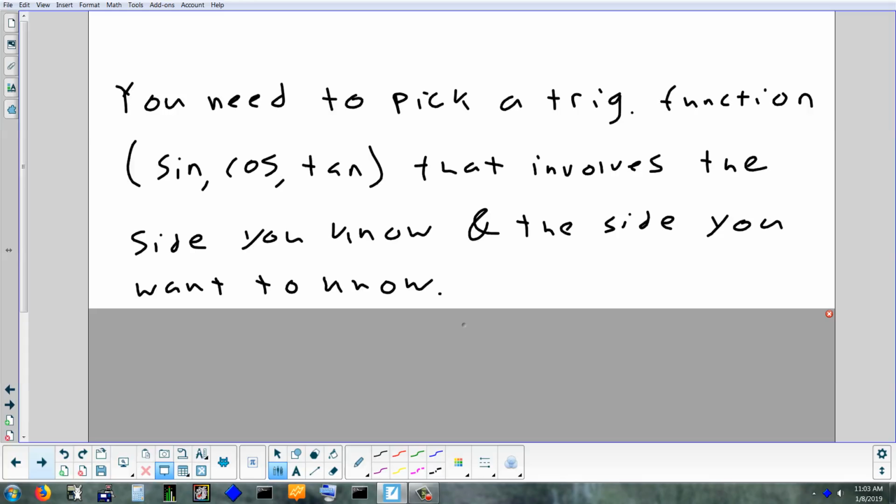So we're always going to use one of those 3 in the problem. So you're not going to have to find all 6 like you did yesterday. You're probably going to usually end up finding 2 out of the 6 to do the problem.